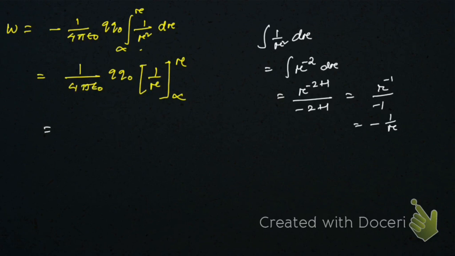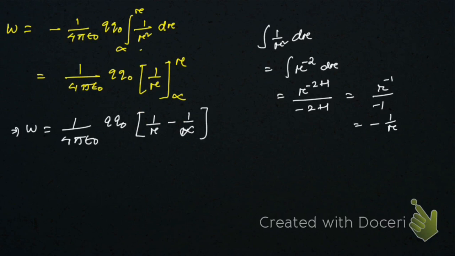So now W is equal to 1 by 4 pi epsilon naught q naught. If you put r, we will get 1 by r. If you put infinity, minus 1 by infinity. So 1 by infinity is 0, so our result is 1 by 4 pi epsilon naught q naught by r. So this is the total work done.